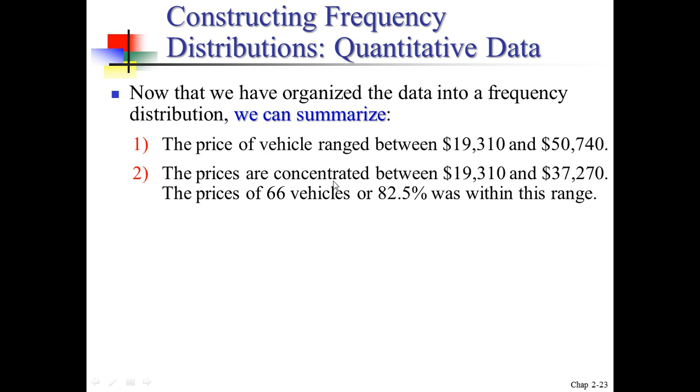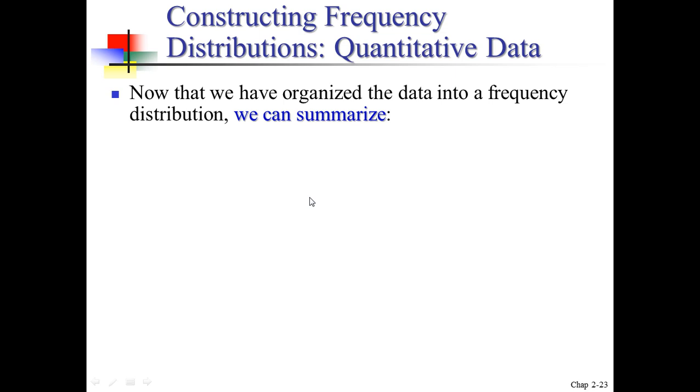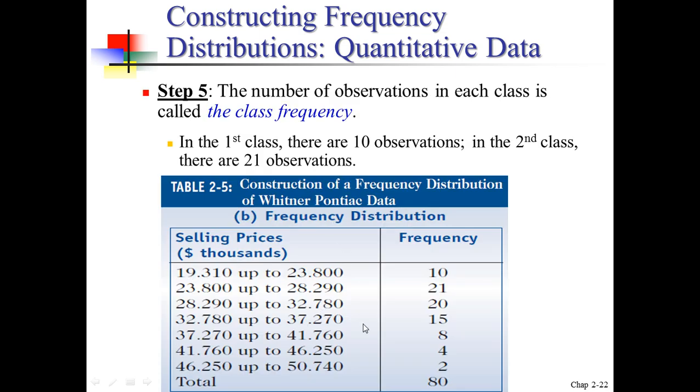Second one, the prices are concentrated between 19,310 to 37,270. What does concentrated mean? Closer, more happen, more frequency. Okay, based on this one, you can see when you look at frequency, this class has more frequency, 2 digits, while this one is only 1 digit. That's why most of the cars sold in this price range. Okay.